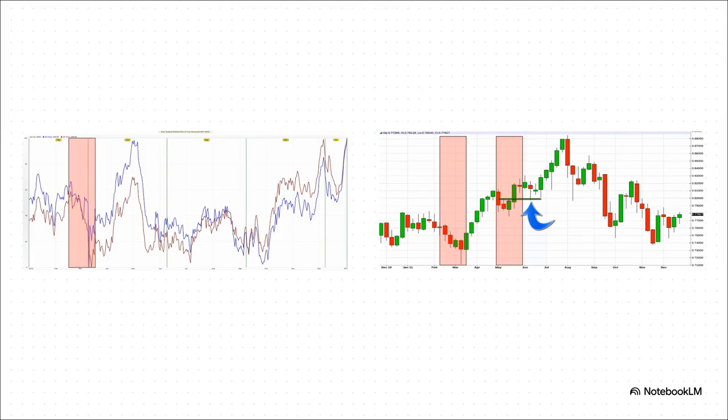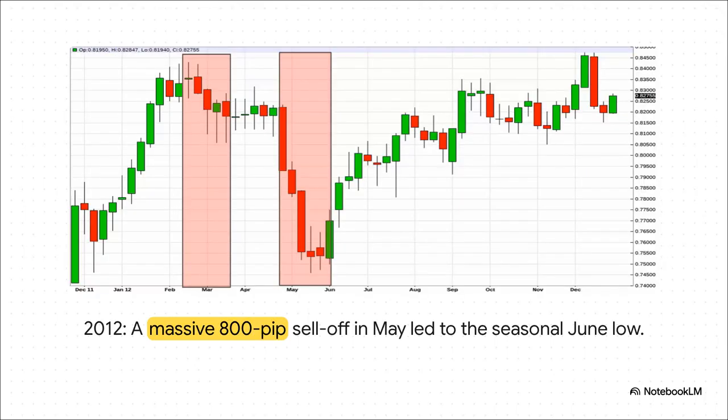Check this out. This is 2011. On the left, you've got our seasonal map telling us to expect a dip between February and March. And on the right, that's the actual chart from 2011. And look at that. It's like it read the script. Price drops right into that window, finds a low, and then just takes off like a rocket. A massive rally. And it wasn't a one-off.